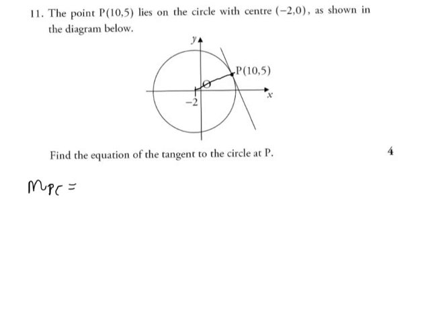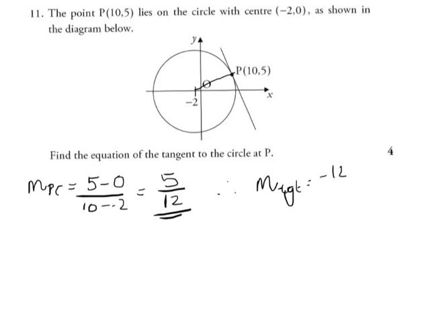So we're going to be using the 2 points that were given in the question. So it's going to be 5 minus 0, over 10 minus negative 2, which is 5 over 12. Now that's the gradient of CP. Our tangent is going to be perpendicular. So that's going to be negative 12 over 5.